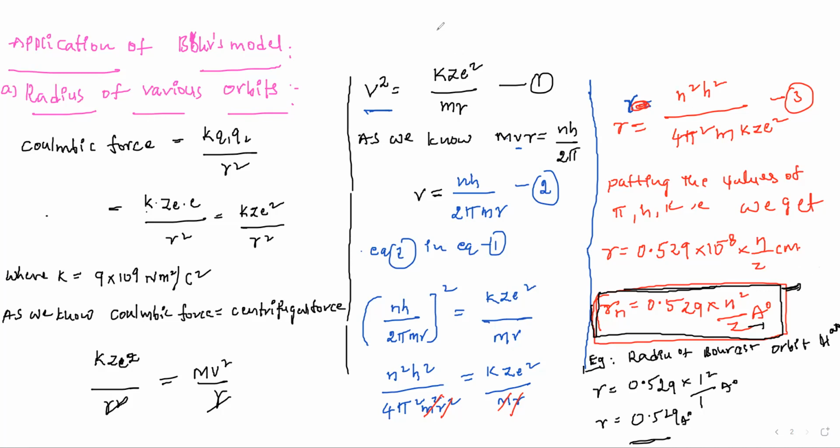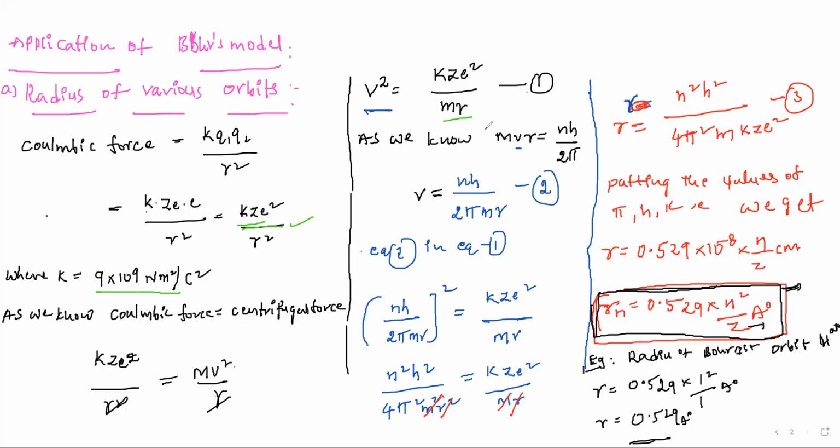Actually, the Coulombic force is KQ1 Q2 by R square. This Q1 is KZE and E, ZE totally, we get KZE square by R square, where the K value is 9 into 10 to the power of 9 Newton meter square per Coulomb square. As we know, the Coulomb force is equal to the centrifugal force, mv square by R, as I told you yesterday. Here R square, R cancels out. Finally we require V square, V square equal to KZE square by MR.